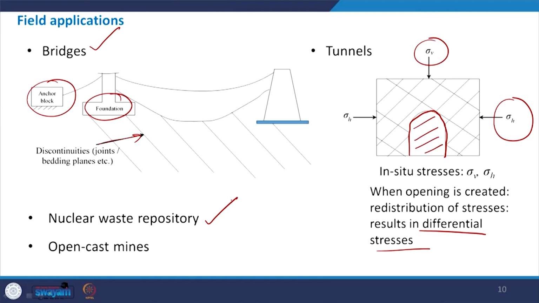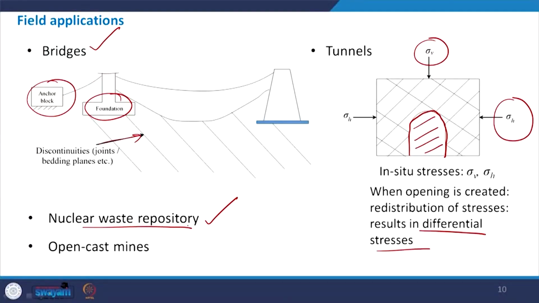Then the next one is nuclear waste repository. You know that nuclear waste is really a prime concern for its deposition. So usually what is done is that it is deposited deep below the earth's crust. So for that, again at that level you have the rock. So we need to appropriately design this structure so that it will be able to serve for a few years, like 100, 200 or 300 years.